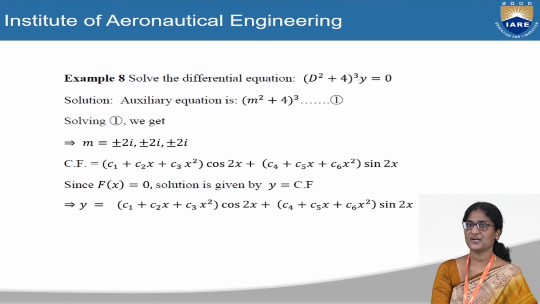There are 5 different varieties of roots that we are able to get: real and distinct, real and repeated, complex and distinct, complex and repeated, and surds. I have not taken an example of surds because it is the same as the real and distinct roots. So these 4 varieties I have given with different examples.